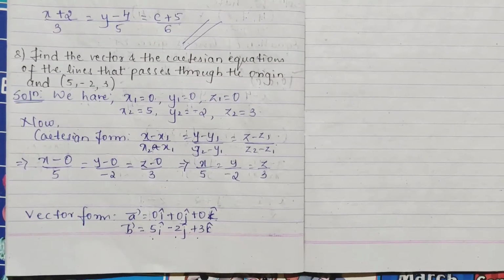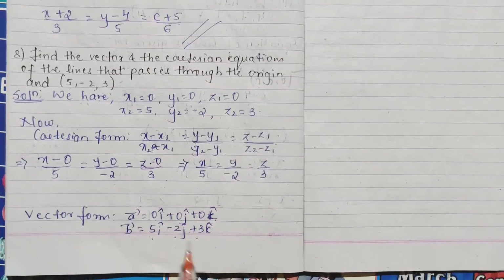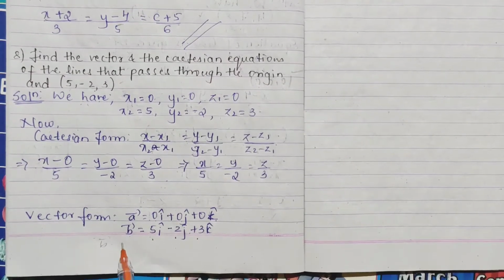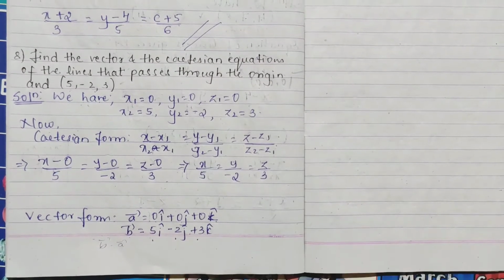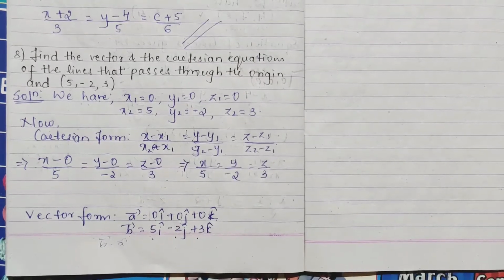So the vector form is given as vector A plus lambda of vector B minus vector A. If you want, you can find vector B minus vector A here, or else in your problem also you can directly do it, it is up to your wish.